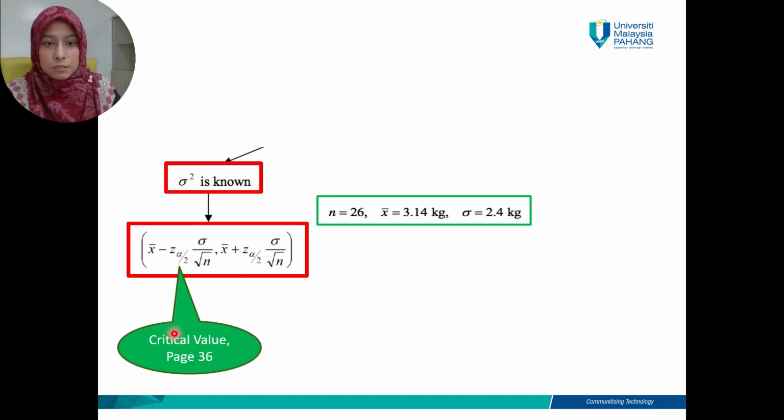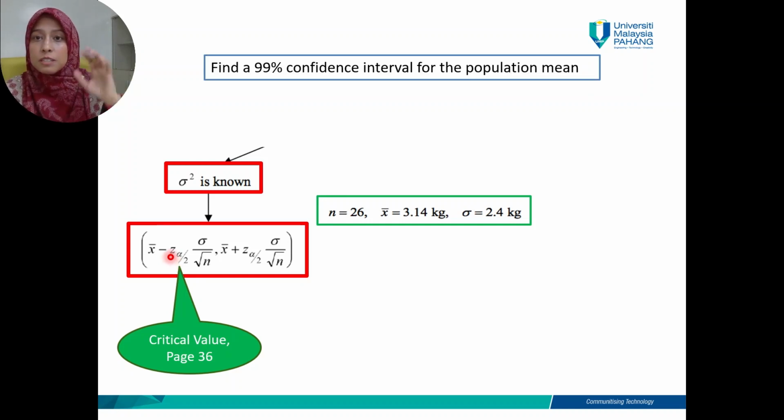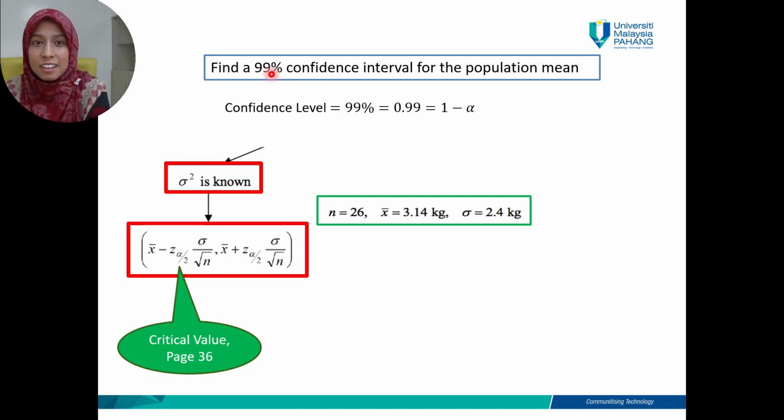So what is this critical value? It is Z alpha over 2. Before you can even find it from the formula book, you first need to calculate alpha. Let's find out what the alpha value is. The instruction is for you to find a 99% confidence interval. So 99% here, class, what is this? Yes, it's the confidence level, which is also equivalent to 0.99. So 0.99 is equal to 1 minus alpha. So alpha is what we're trying to find here.